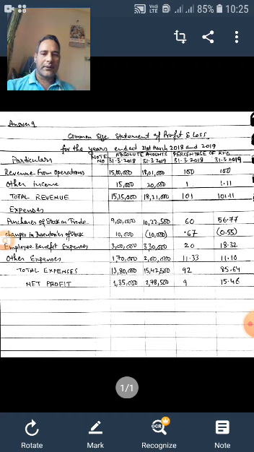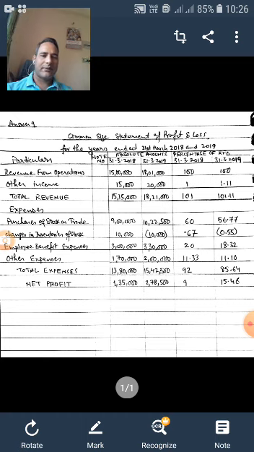Then the other figure is other income, which is 15,000. So 15,000 by 15 lakh into 100 gives you 1%. You write it corresponding to the percentage of RFO column. Then you have total revenue 15 lakh 15,000 by 15 lakh into 100, that gives you 101%, which you write over there. Subsequently all the figures will be written in the column against the corresponding year.